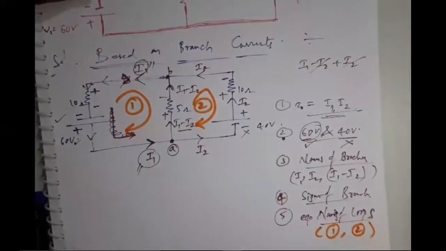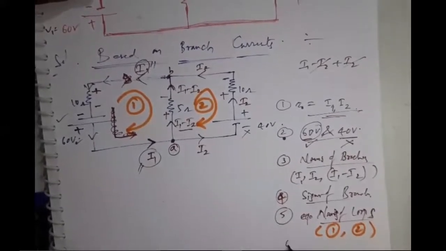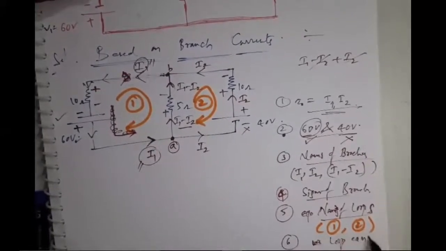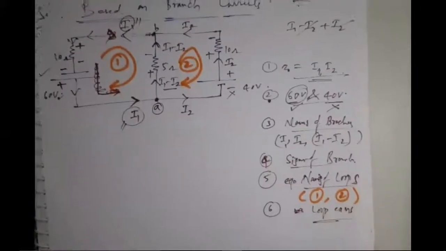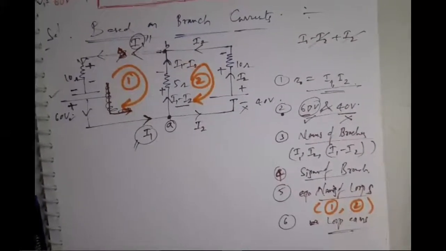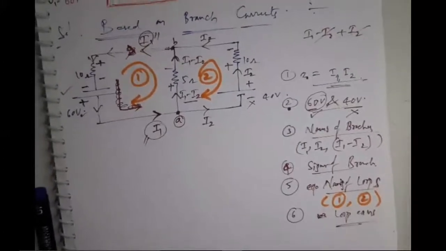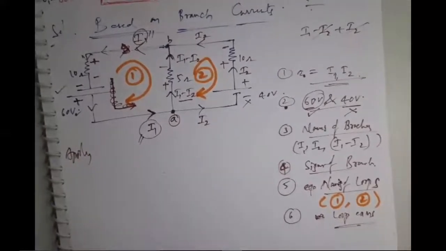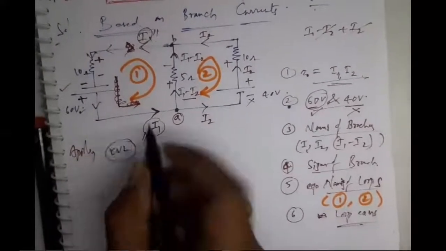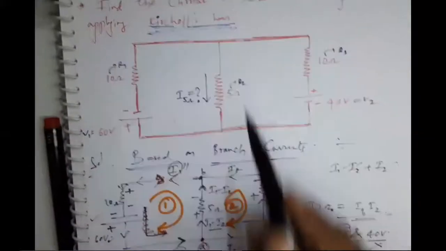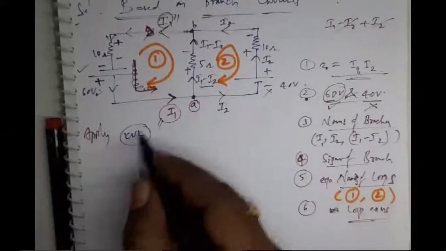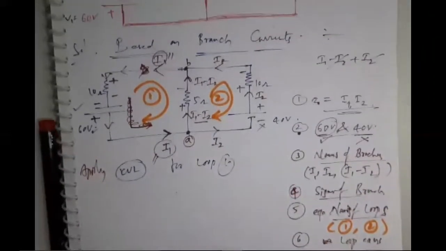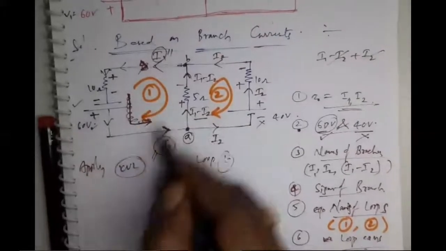Next, rule number 6: write loop equations. Now let me write the loop equations by applying KVL. Here it clearly says to use Kirchhoff's laws only. That is the reason I am naming it applying KVL, for loop 1. Here this is loop 1.